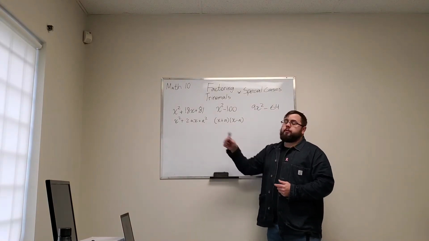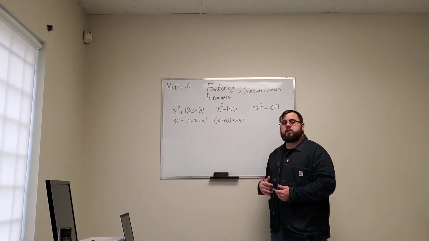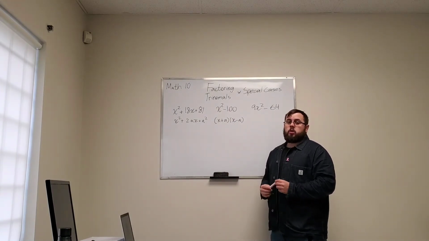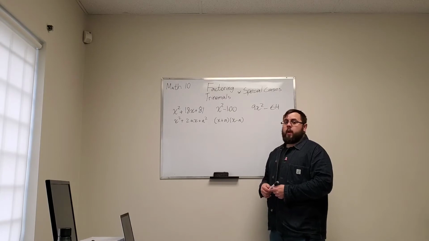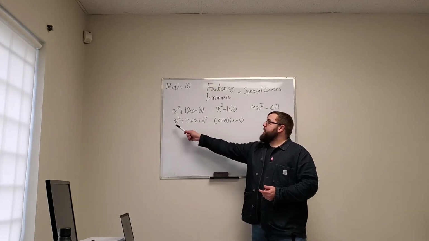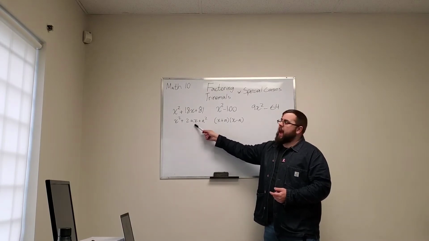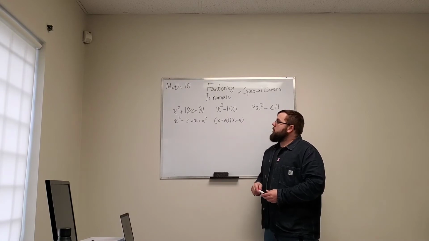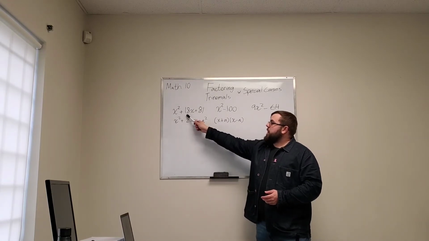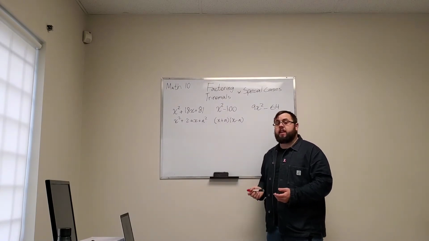Okay, this one on the far side here, x squared plus 18x plus 81. So the trick with these problems is identifying that they are perfect square problems. And the way that we do that is by seeing that it is in the form of x squared plus 2ax plus a squared. Okay, so again, we're seeing that 2 times a number will give us 18, and that number squared will give us 81.